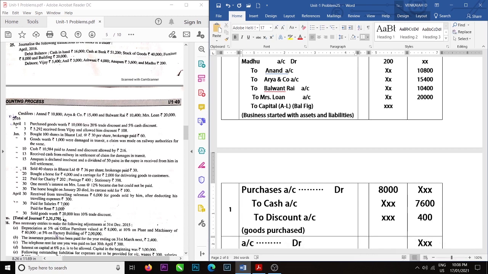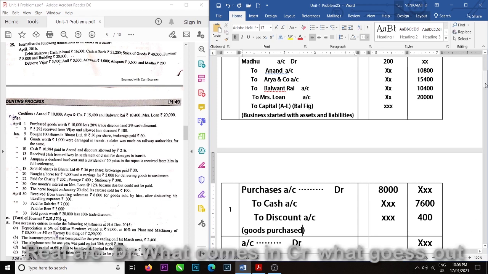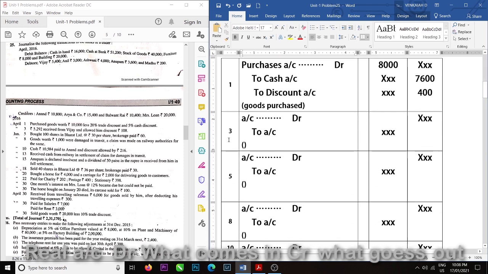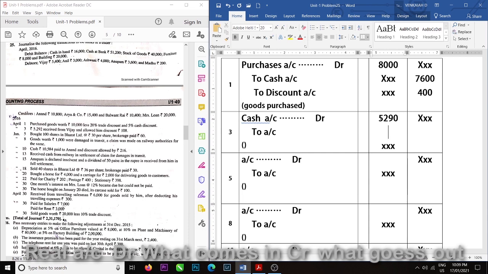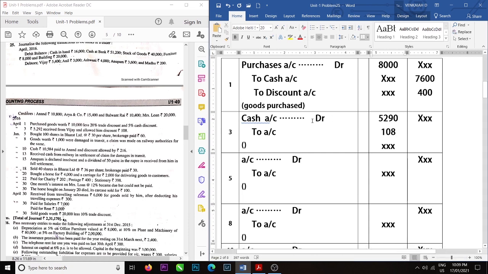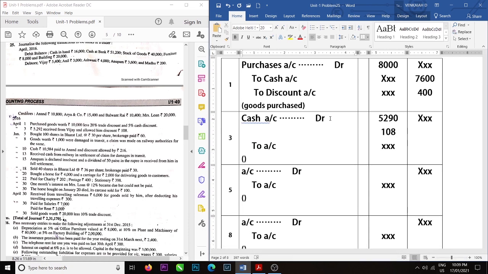Next, 5,292 received from Vijay and allowed him discount of 108. So we received cash account debit. Amount is 5,292. Discount 108. Discount account debit.